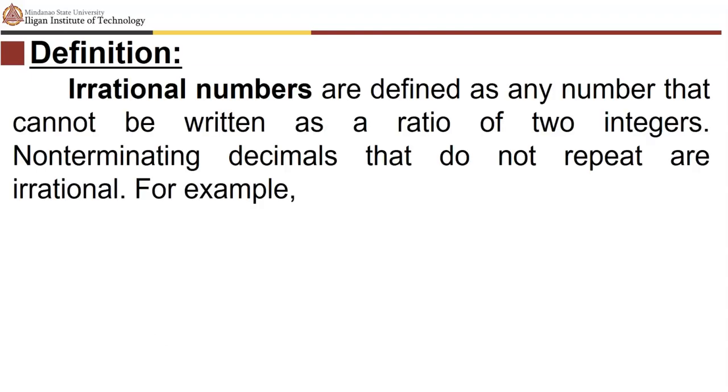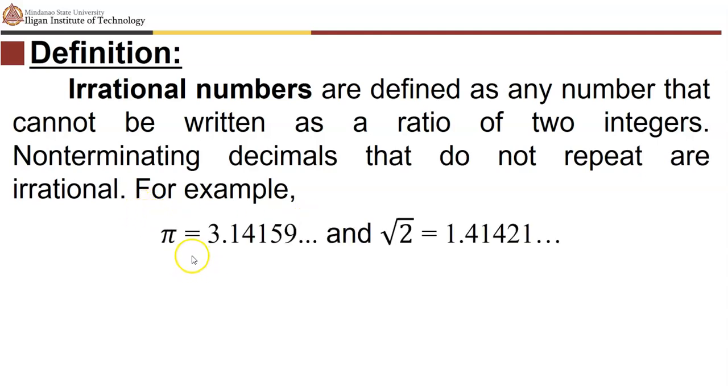When you say irrational number, they are defined as any number that cannot be written as a ratio of two integers. So, we have non-terminating decimals that do not repeat. They are actually called irrational. For example, we have pi, which is the value 3.14159, and the square root of 2, which is equal to 1.41421, and so on.